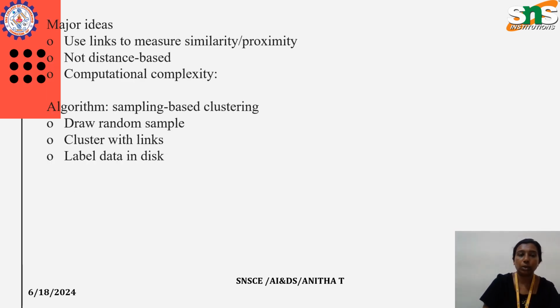Next, ROCK. The major idea is to use links as a measure of similarity, proximity, not distance based, with computational complexity. These algorithms are sampling based clustering: draw random samples, cluster using links, and label data on disk.